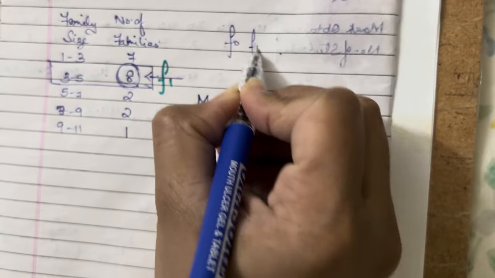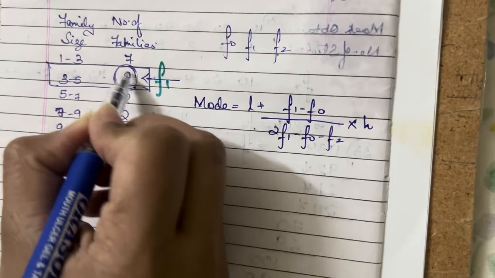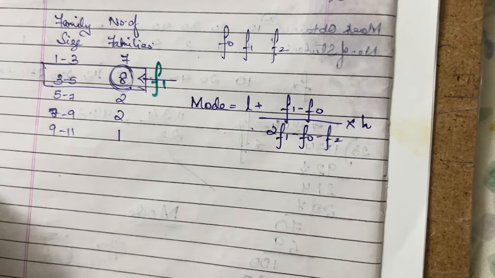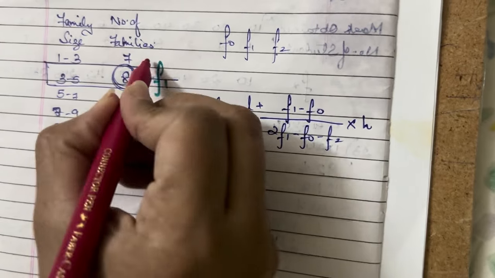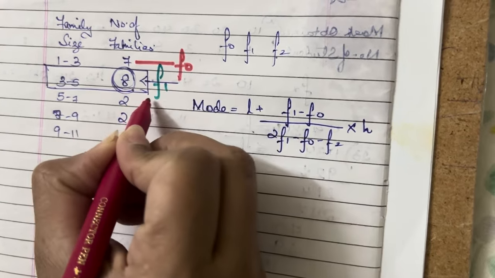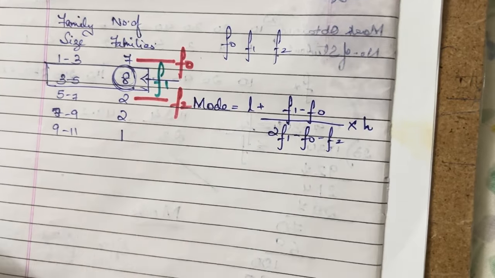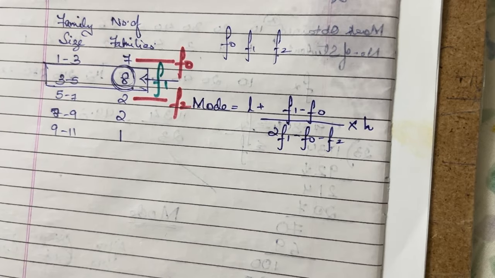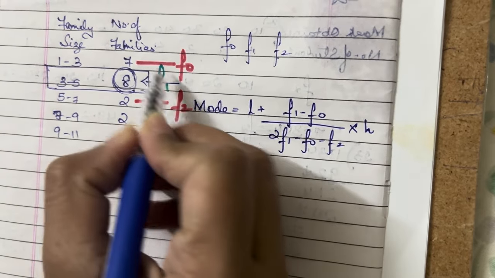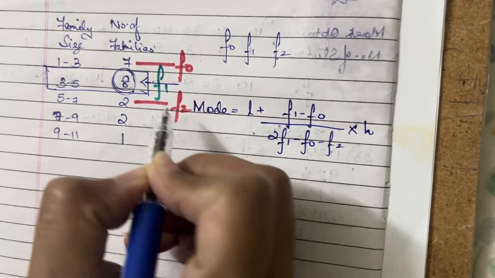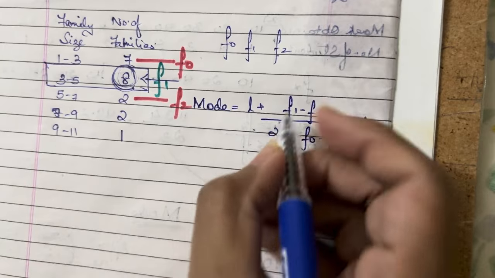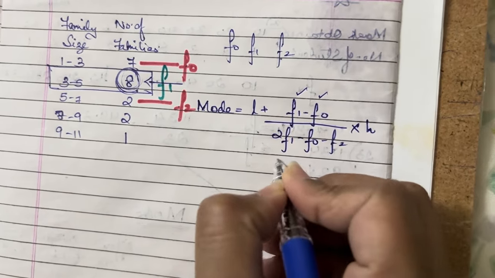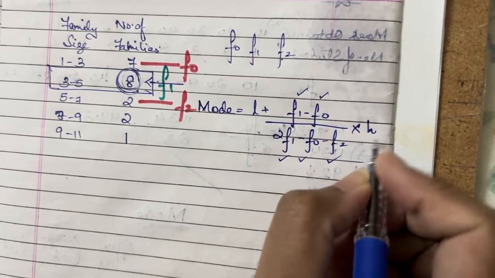F0, F1 and F2. So if this is F1, then this is required to be my F2. This is my F0 and this would be my F2, isn't it? So now I know because these are the frequencies, F0, F1, F2. Okay, fine. Then I know what is F1, F0, F2. I know this. Then what is H?